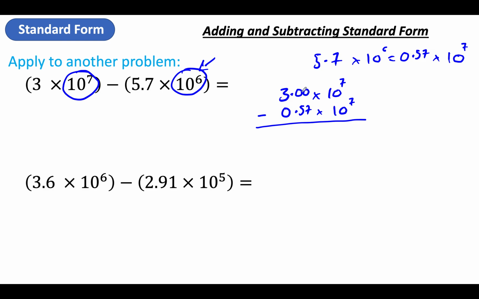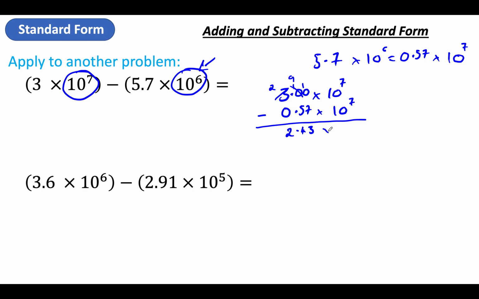Well, 0 take away 7 I can't really do. I've got to borrow all the way from over here. So that becomes 2. Borrow 1 to make it 10. I'm going to borrow from that to make that 9. Put 1 over there to make 10. So 10 take away 7 is 3. 9 take away 5 is 4. And 2 take away nothing is 2.